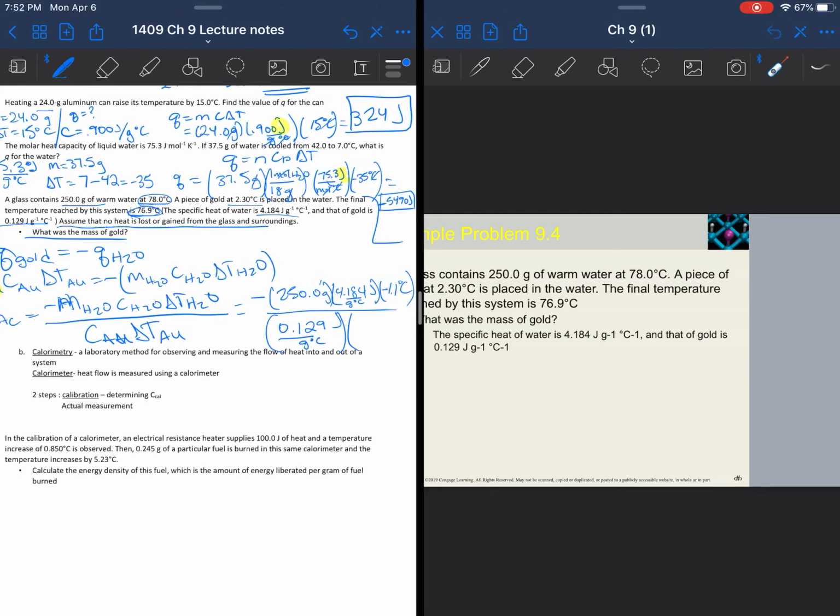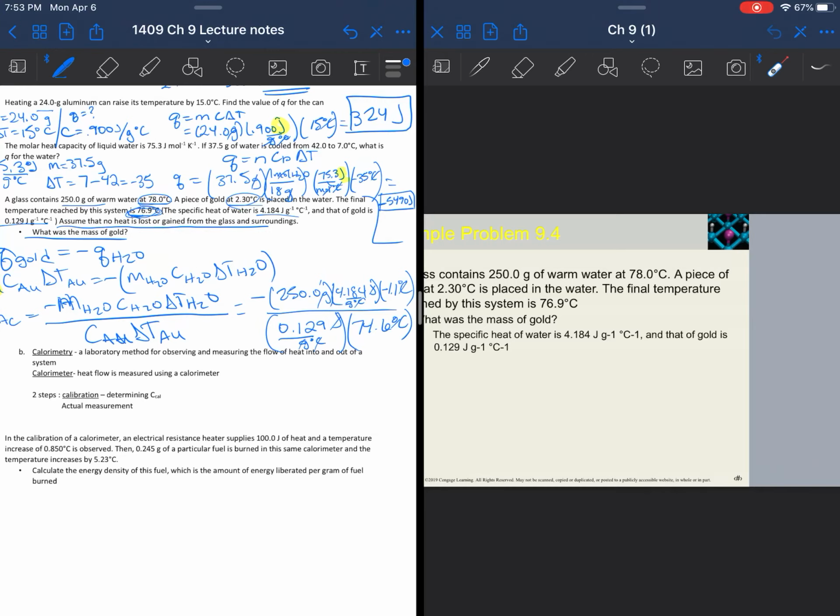On the bottom, C of Au is 0.129 joules per gram degrees C. And the delta T of the gold is going to be final, again, minus initial. So 76.9 minus 2.3. All right, so the change in temperature of the gold is a bit more significant. And what's that delta T? 74.6 degrees C.